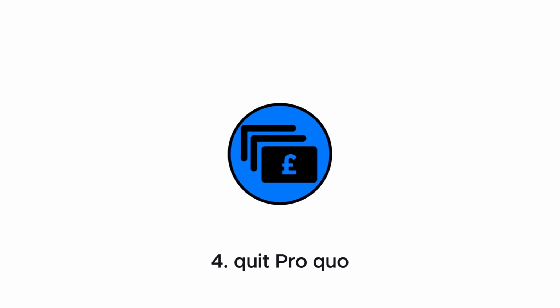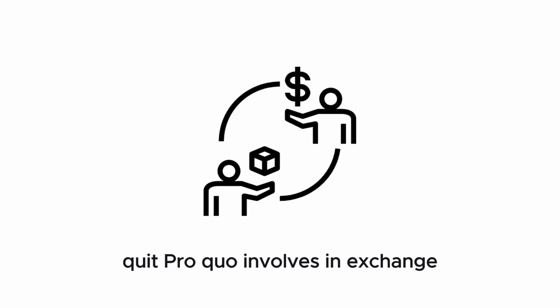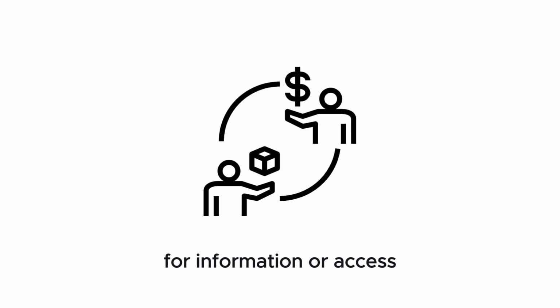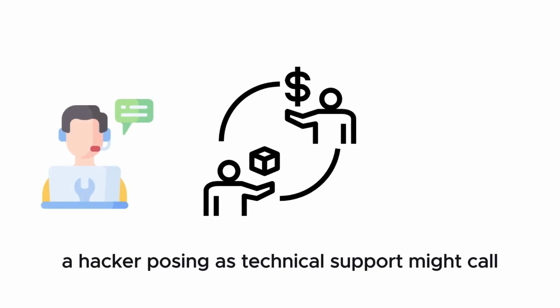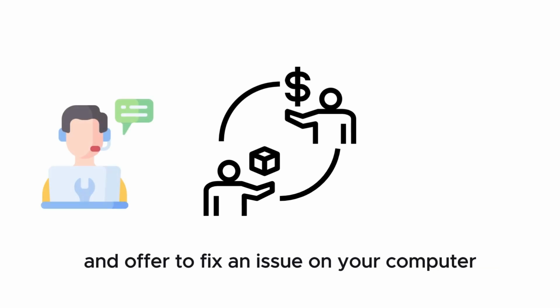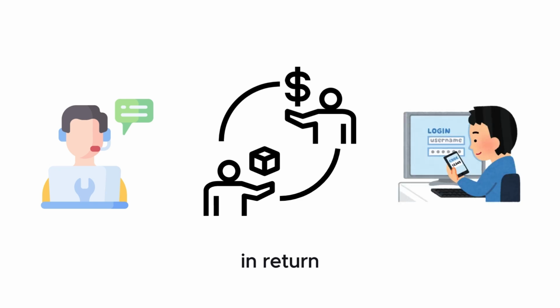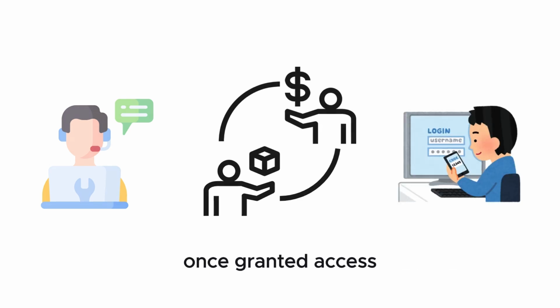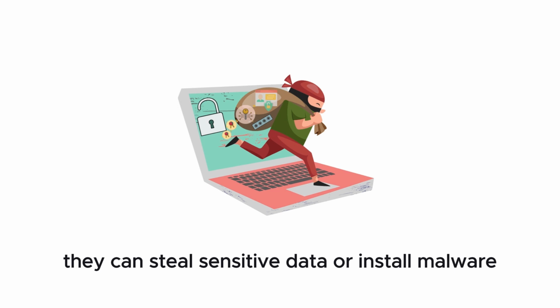4. Quid pro quo. Quid pro quo involves an exchange. The attacker offers something in return for information or access. For instance, a hacker posing as technical support might call and offer to fix an issue on your computer. In return, they ask for login credentials or remote access. Once granted access, they can steal sensitive data or install malware.